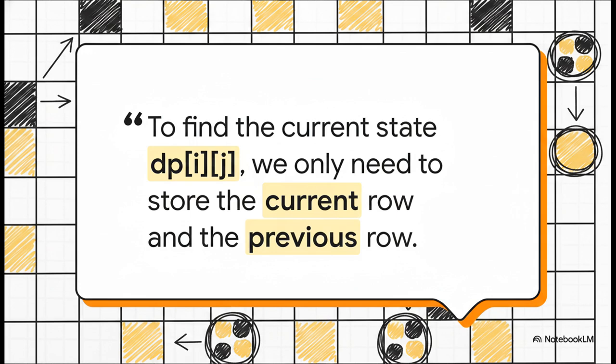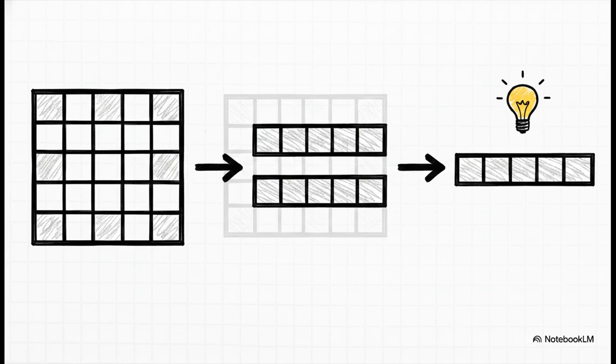We never, ever need to look 2 or 3 or 10 rows back. We don't need the whole history. This one simple observation allows for a fantastic optimization. As you can see, this lets us go from storing that entire massive table to only needing to store 2 rows at a time: the one we just finished and the one we're building now. And with an even cleverer little trick, we can get that all the way down to storing just a single row's worth of data. It's brilliant.